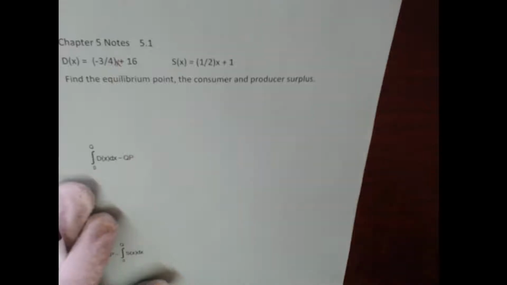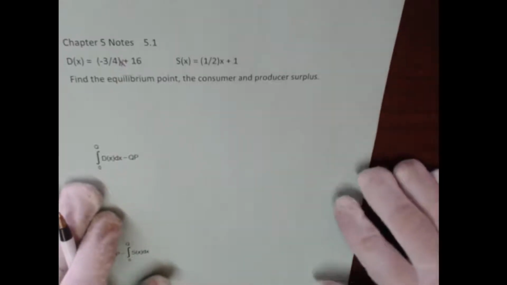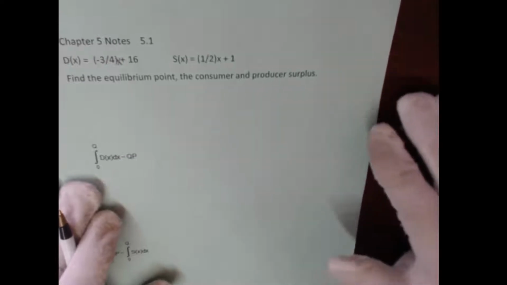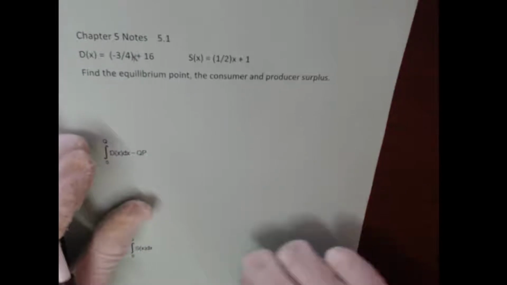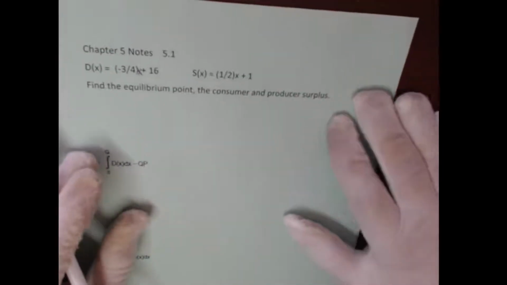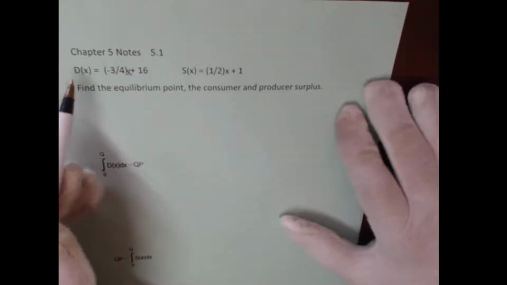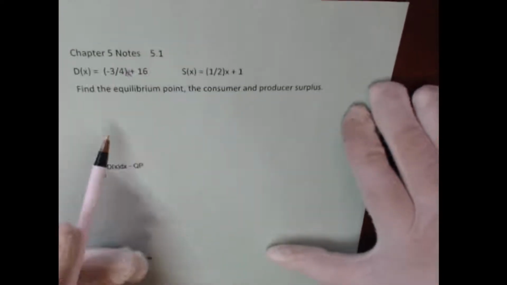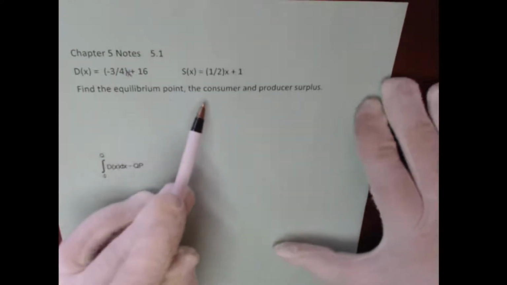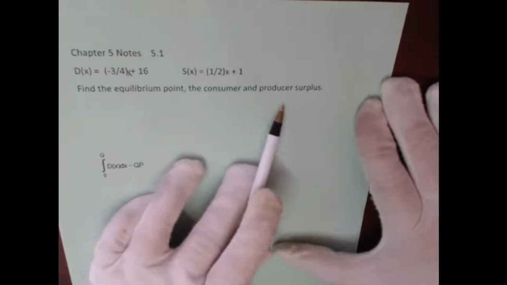All right, welcome to the final chapter of Survey of Calculus. We're going to look at some more applications of derivatives and integrals. And in this first section, the first application we're going to look at is an economics application. So here in this example, we see we have a demand curve and a supply curve. They want us to find the equilibrium points, the consumer surplus, and the producer surplus.